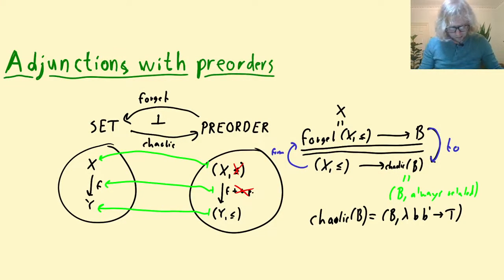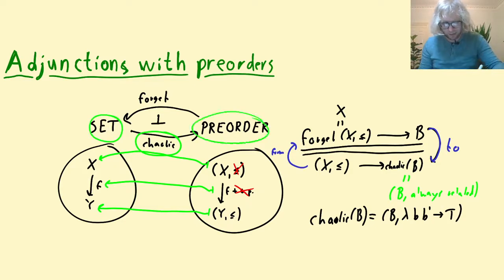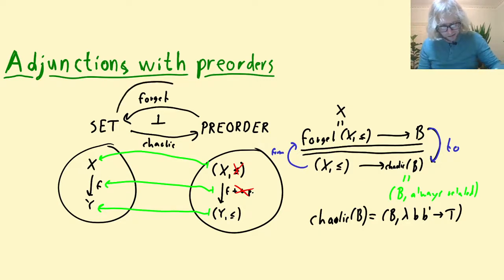Hello again. Let's look at another example, and let's stay in the safe world of preorders and sets. So remember that we had this forgetful functor which forgot about the order structure and just returned a set, and we managed to find a right adjoint to this, which was the thing that took a set and gave us back a preorder where everything was related, right? So now let's see if we can also find a left adjoint to this thing.